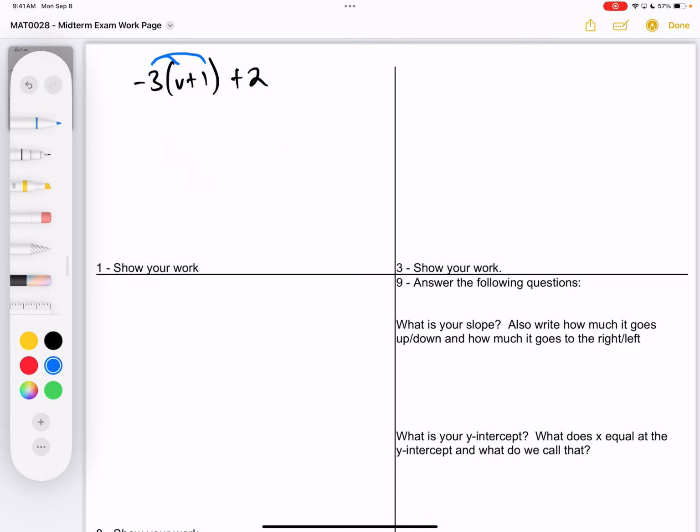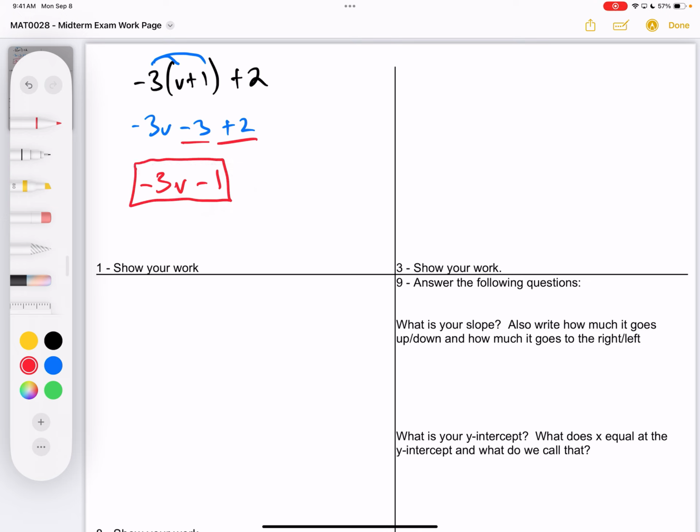So I'm going to distribute here, and I get negative 3v minus 3. Negative 3 times v is negative 3v. Negative 3 times 1 is negative 3 plus 2. And then I can combine the things without the v. So it's negative 3v minus 1. Negative 3 plus 2 is minus 1. And that is my answer.